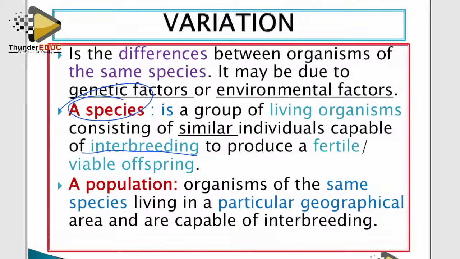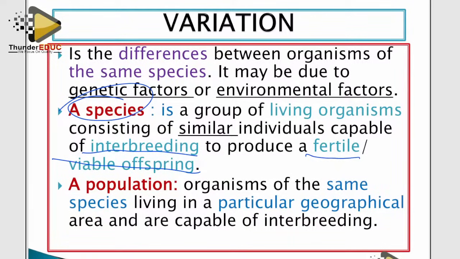Capable of interbreeding. You don't stop there. You say produce fertile offspring. You guys, please help me. Don't use viable anymore because we have removed it. To produce fertile offspring.